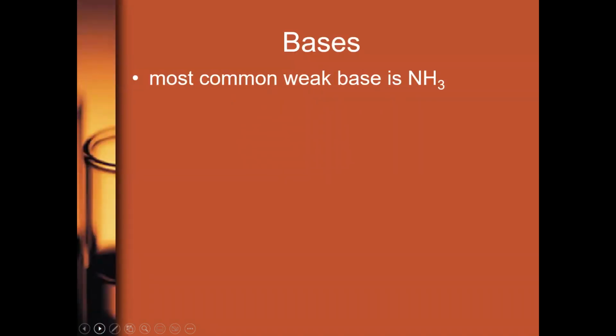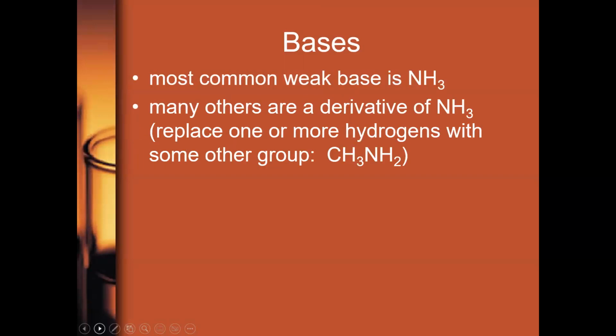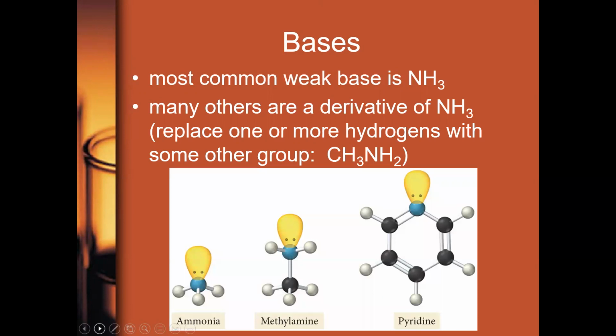So our most common weak base we deal with is ammonia. And then a lot of other weak bases are some sort of derivative of ammonia. A lot of times one of the hydrogens is replaced with another organic group, but it'll still have that NH in there. You're not going to have to recognize these unless it specifically asks you to figure out whether this is an acid or a base from a reaction. So here you can see they have a similar structure, with that electron pair that can bond and attach with a hydrogen.